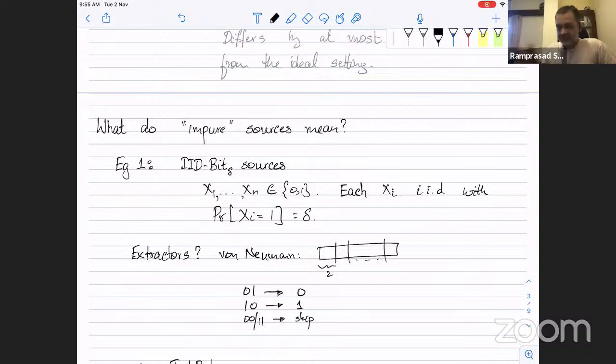That is, go through the sequence that we got, and in each block of length 2, if it happens to be a 0, 1, then you return 0. If it happens to be a 1, 0, you return 1. But if it happens to be one of the two other things, you just say, okay, fine, I don't know what to return here, I'll just skip. And the important thing to note is that this actually outputs unbiased bits.